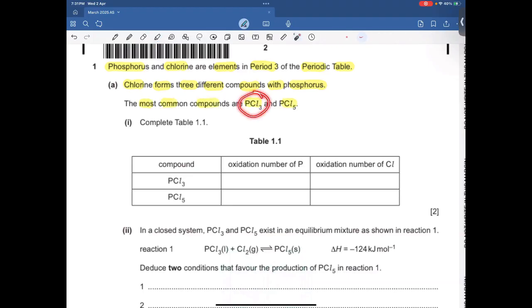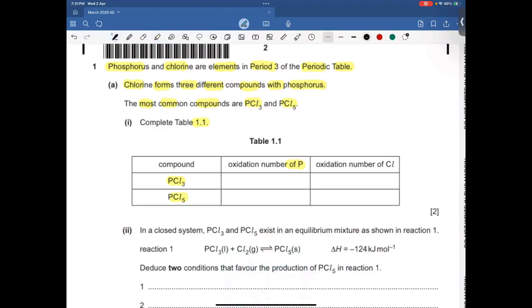This is called phosphorus trichloride, and this is going to be phosphorus pentachloride. It is also called phosphorus trichloride. It is also called phosphorus pentachloride. Complete the table. 1.1 PCl3, PCl5, oxidation state of phosphorus.